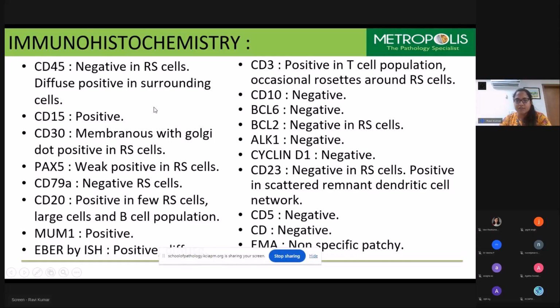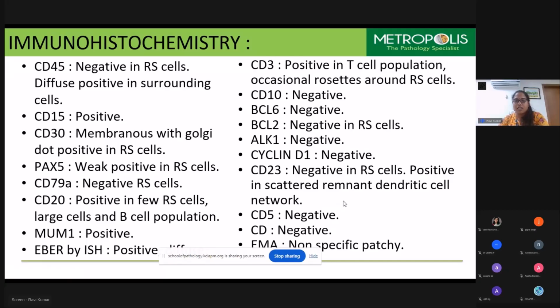CD30 can be seen in few cases of NLPHL. And these large cells are negative for CD3, BCL6 and CD10. That rules out angioimmunoblastic T-cell lymphoma and also ALCL. And these large cells were negative for EMA. That usually rules out any metastatic carcinoma, because when I went through the different diagnoses that were given, a few people had mentioned metastatic carcinoma. So this negative EMA should answer that. EMA is negative, that rules out any metastatic carcinoma.